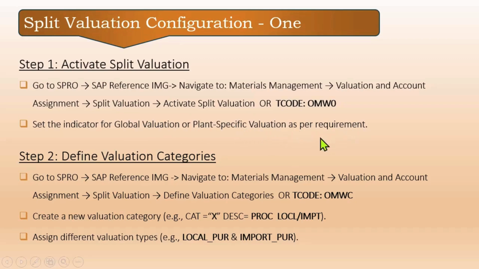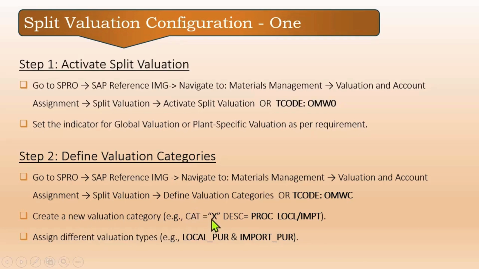Okay. Set the indicator of global valuation or plant specific valuation as per requirement. Second, define valuation categories. For this, you have to go to the SAP reference IMG and navigate to it, or you can go directly with the TCODE OMWC. To activate, we use OMW0. Then to define valuation categories, we'll use this TCODE OMWC.